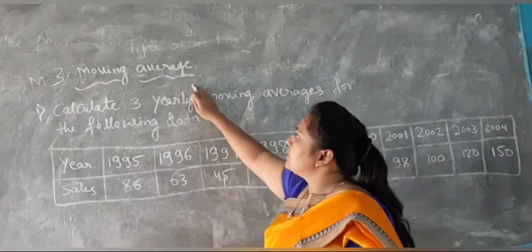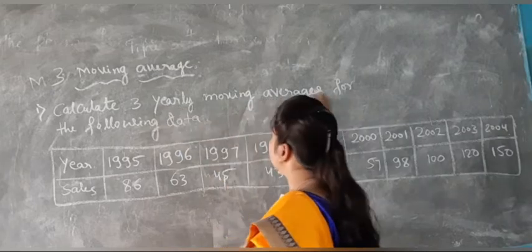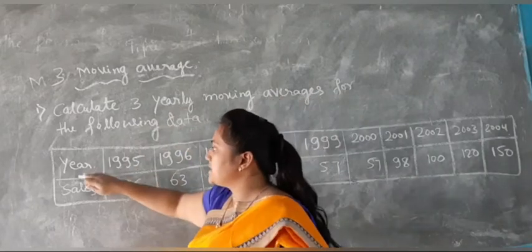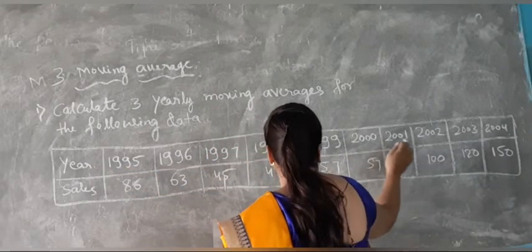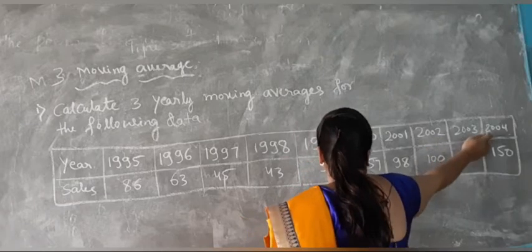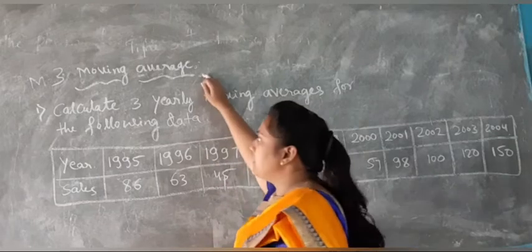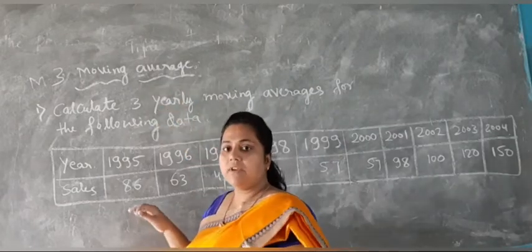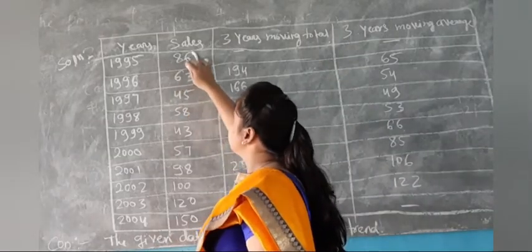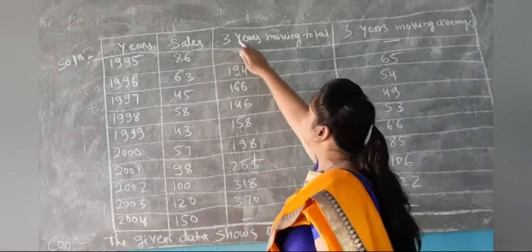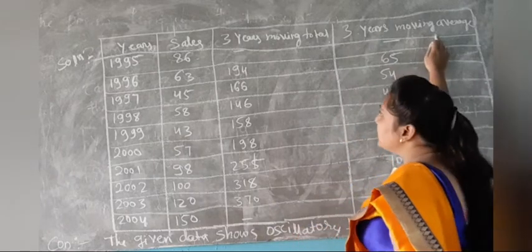This is a question based on 3 years moving average. Calculate 3 years moving average for the following data. Here the data is years 1995, 96, 97, 98, 99, 2000, 2001, 2002, 2003 and 2004. Sales is also given below. So I will show you how to calculate this 3 years moving average. This is the solution. Here we have year and sales. In the next column we calculate the 3 years moving total, then in the last column the 3 years moving average.